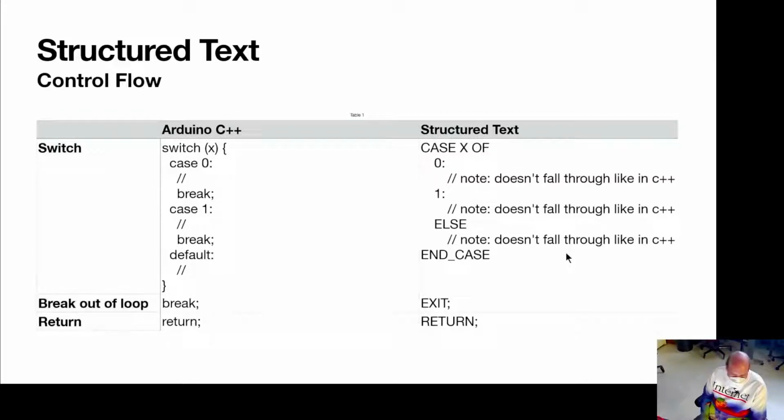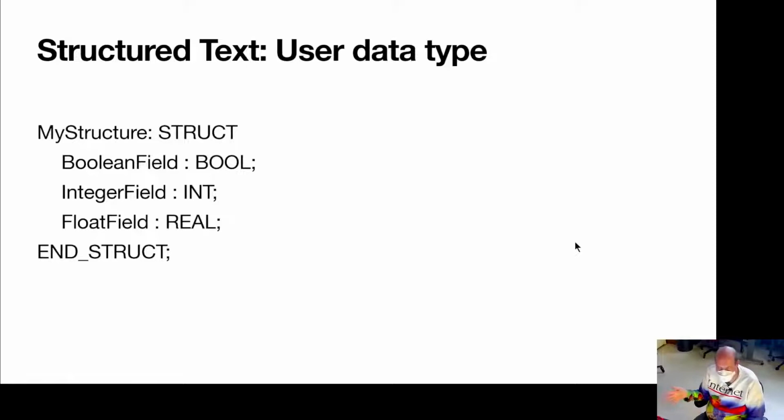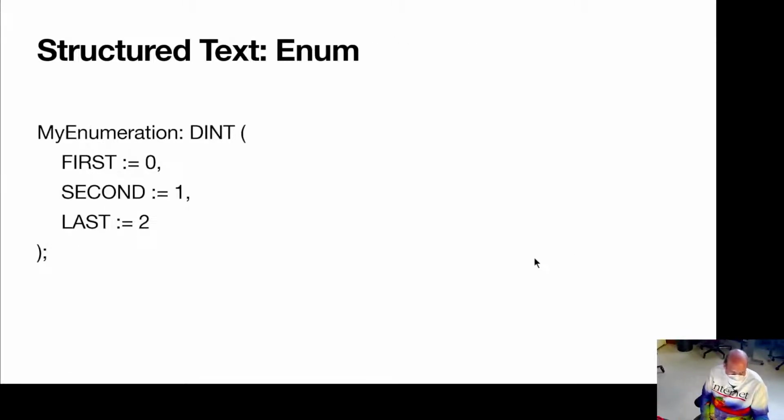Switch case is a little bit different. Case doesn't fall through to the next case by default. There still is a break statement for jumping out of loops. It is exit. There is still return and calling functions. You can define structures with types and fields. You can define enumerations, and they're fine.